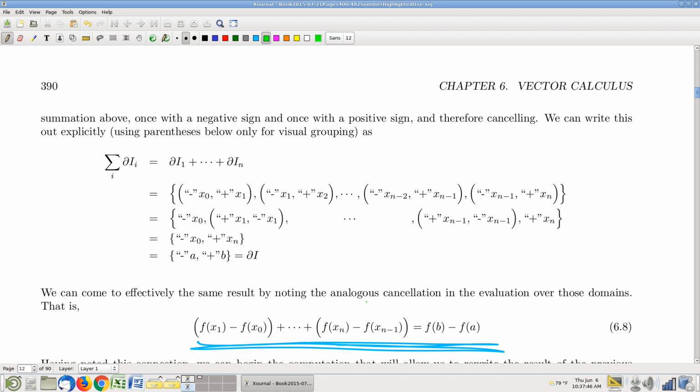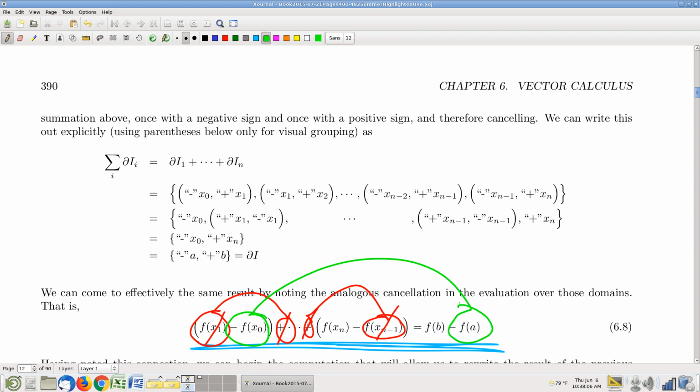Oops, I canceled the wrong one. Colors, sorry. This cancels with that. I'm sorry, I got ahead of myself. It's the x1 that cancels, etc. And then lastly, the xn minus 1 that cancels. And you're left with minus f of x0 and plus f of xn.